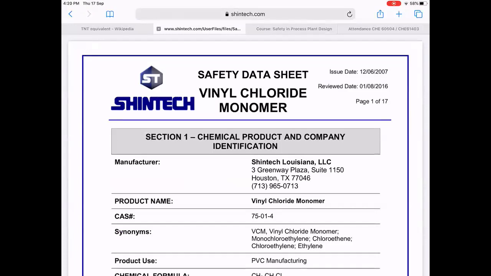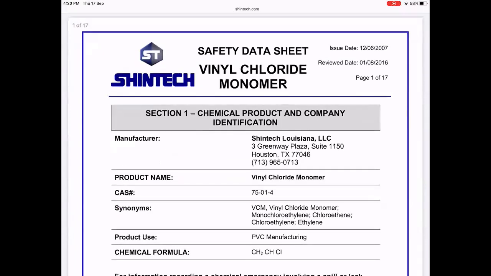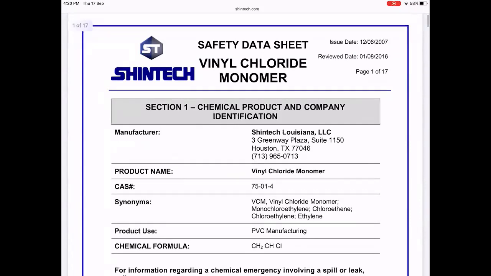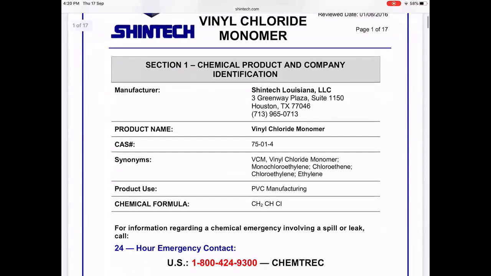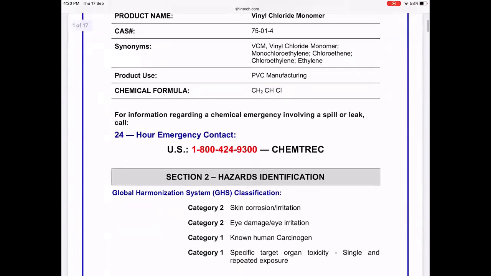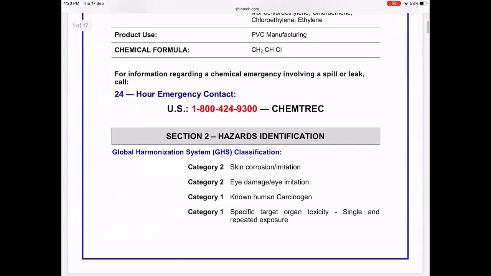So Section 1 is about the chemical production company. Whichever company produces this, they have to list down what their chemicals are, the address of the manufacturer, and the chemical formulas, and all that must be listed in here. Okay. And Section 2 talks about the hazard identification.